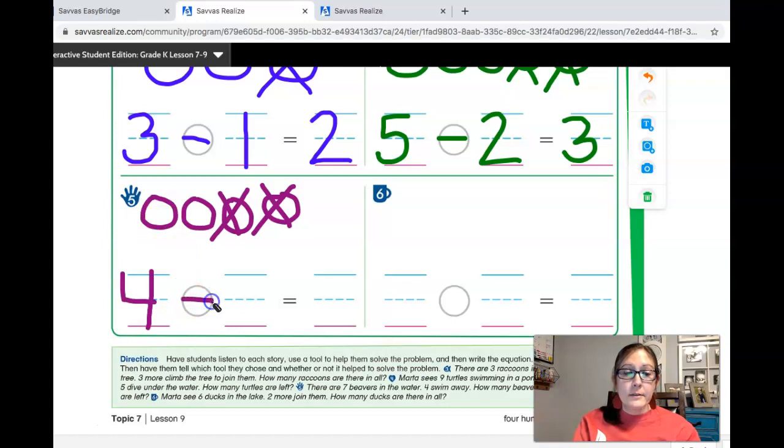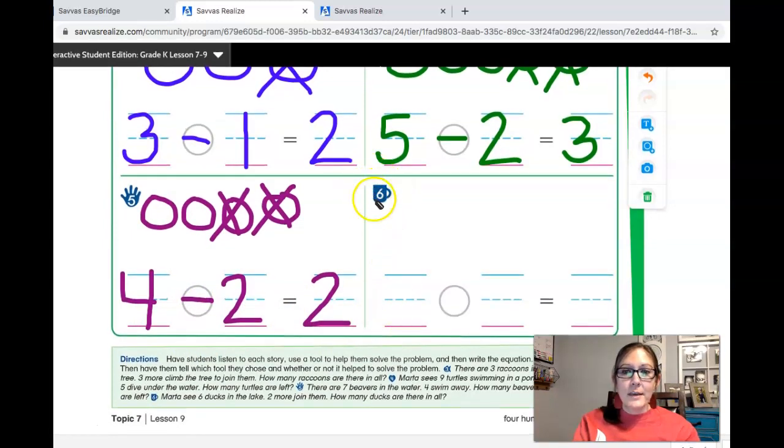Write the minus sign. This is a takeaway story. How many pieces of candy did we take away? 1, 2. Write the number 2. That 2 stands for the 2 pieces of candy that we crossed out. Equals, how many pieces of candy are left? 1, 2. Write the number 2. Good job. 4 minus 2 equals 2.